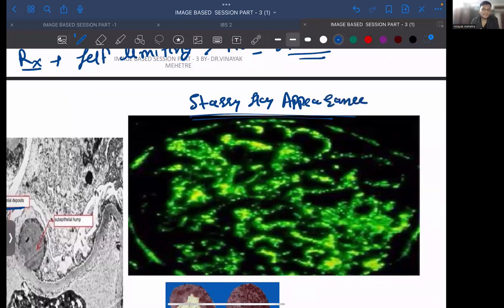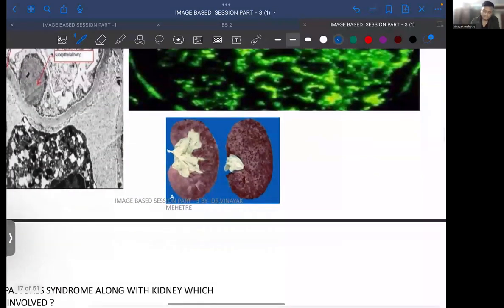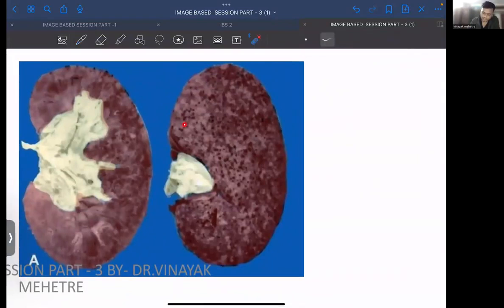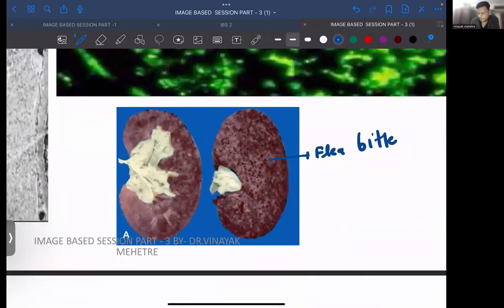Okay, this is called the starry sky appearance. Starry sky appearance, right? And if we take out that kidney, what is the name given by the pathologist? If we take out this kidney and take a look, it looks like someone has bitten it, eaten it little by little. This is called flea-bitten kidney. Not "button," but "bitten." Flea-bitten kidney. Correct. It looks like the flea has eaten the kidney. This is what we call flea-bitten kidney.